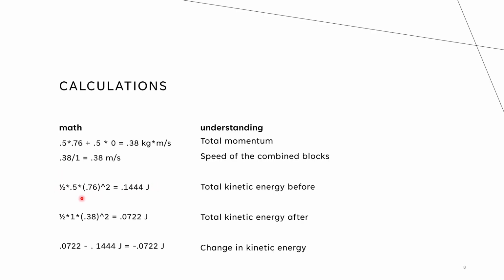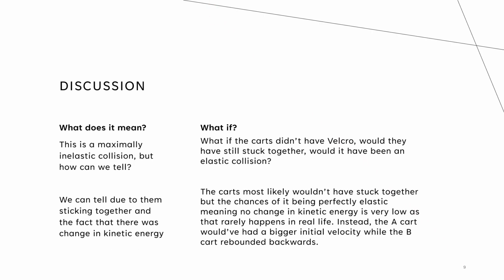Now taking that initial velocity, we can plug it into the kinetic energy formula. We get 0.1444 joules, and then we plug in the velocity after into the formula, and we get 0.0722. And we see here kinetic energy only decreased by around half, which is a lot less than I was expecting before. But we continue. Alright, so with this in mind, what does it mean?